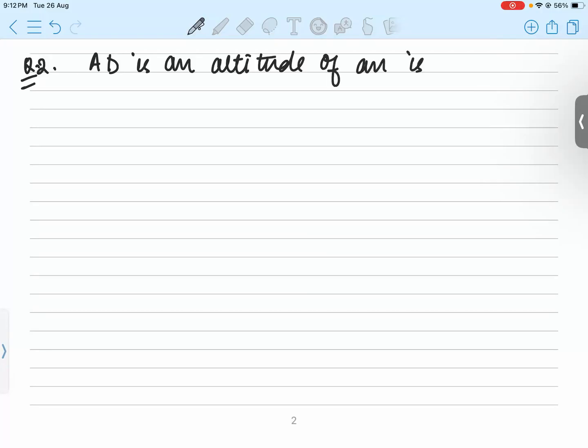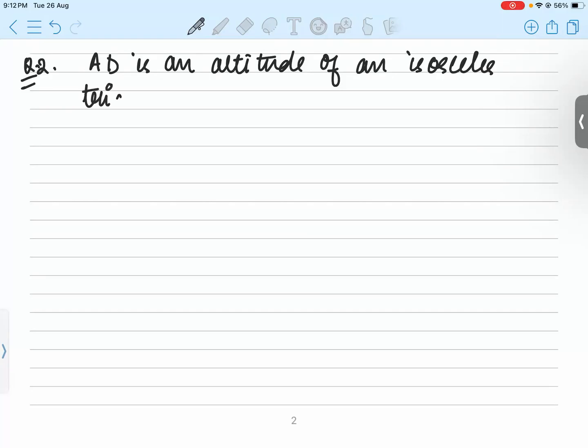Okay. This becomes question number 2. And question 2 is: AD is an altitude. You are giving this question from NCERT. Yes, they are from NCERT only. And in fact, the previous question I also gave you, like I told you in the last class, that you will try this question on your own.